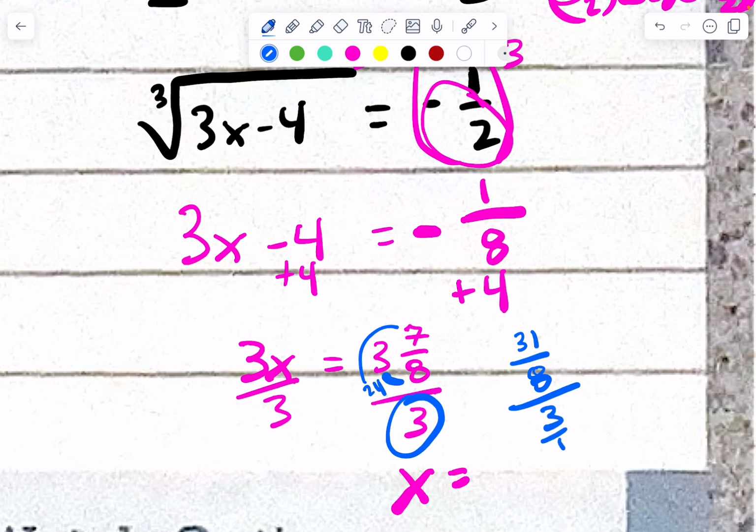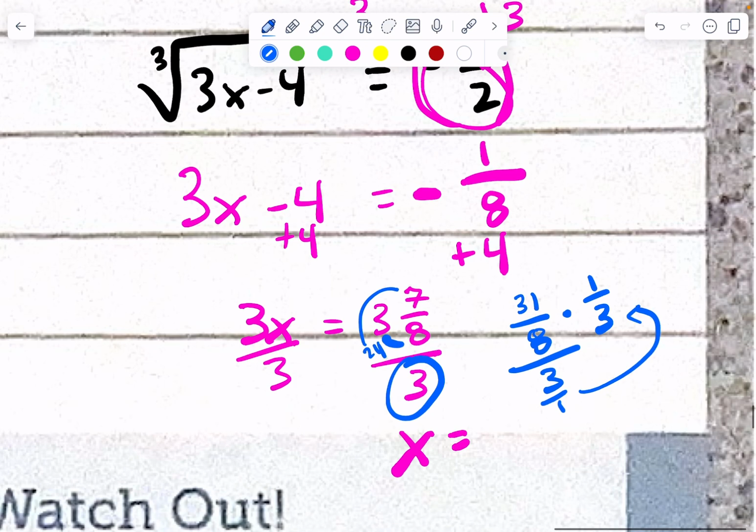3/1 is a fraction, so I can multiply by 1/3 instead. I like keep flip him to the top. So that is going to be 31/24. Ugh, that's disgusting. I'm going to leave him like that. You can make him a decimal. So 3 7/8 is whatever that is.